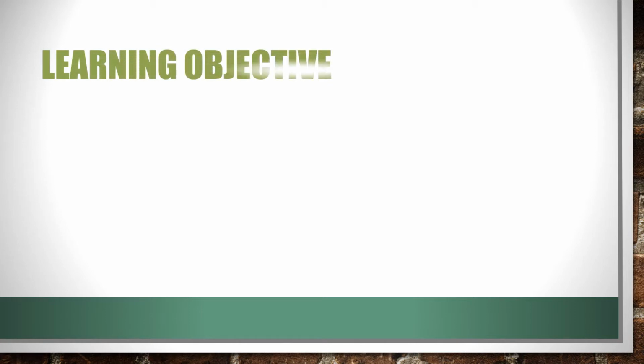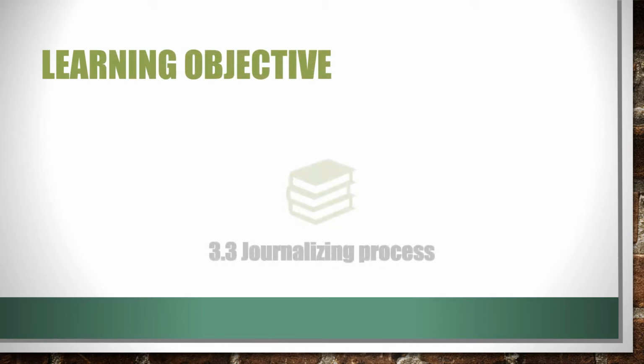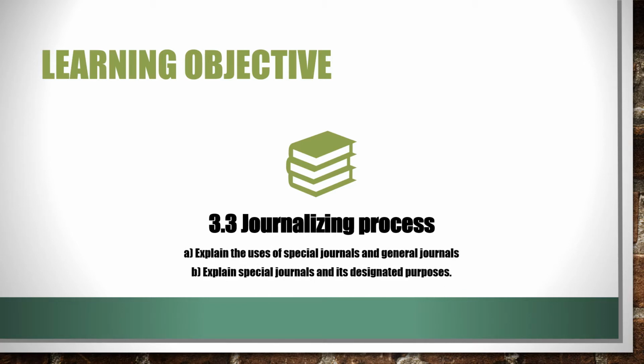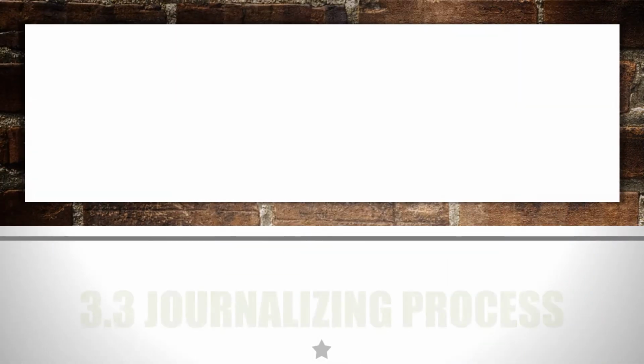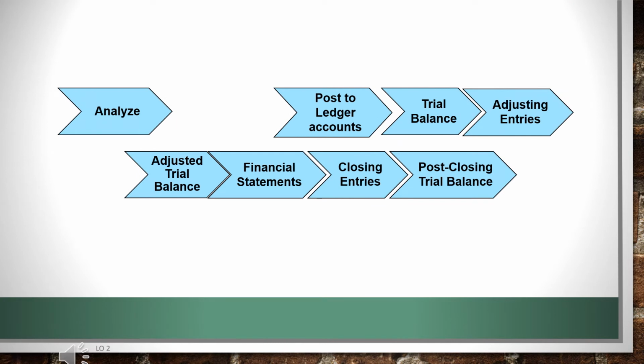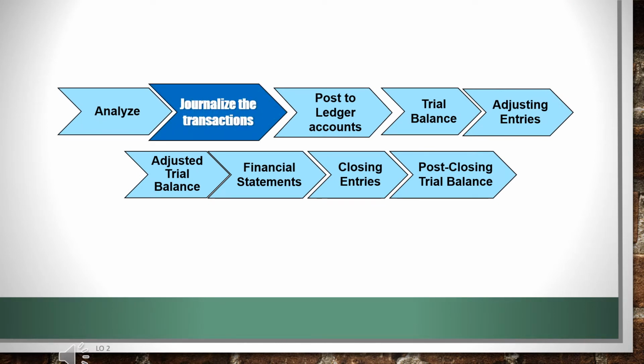Learning Objectives 3.3 Journalizing Process. A. Explain the uses of special journals and general journals. B. Explain special journals and its designated purposes. Now, take a look. Journalize the transactions. It is step 2 in the accounting cycle.